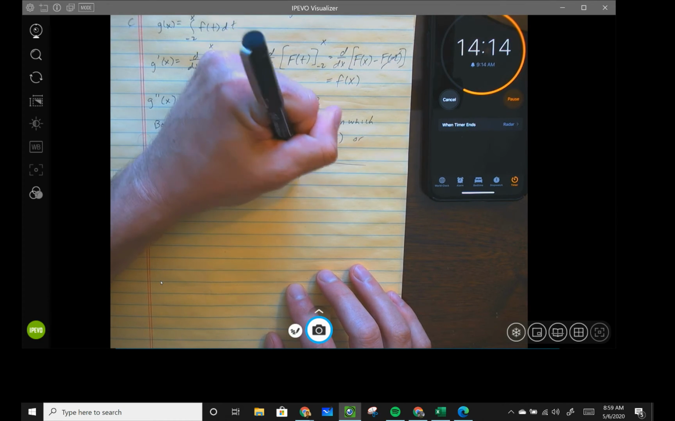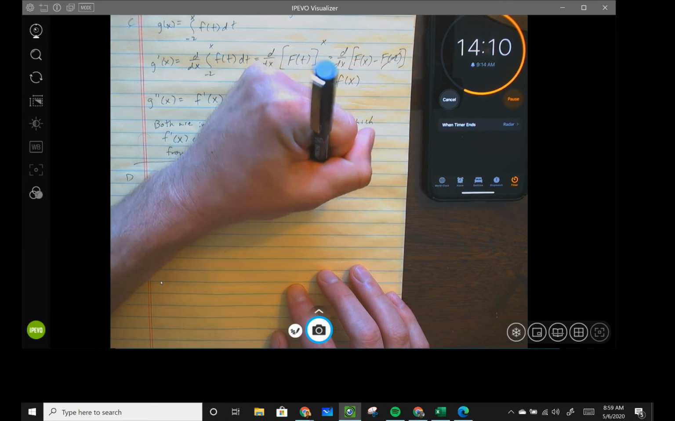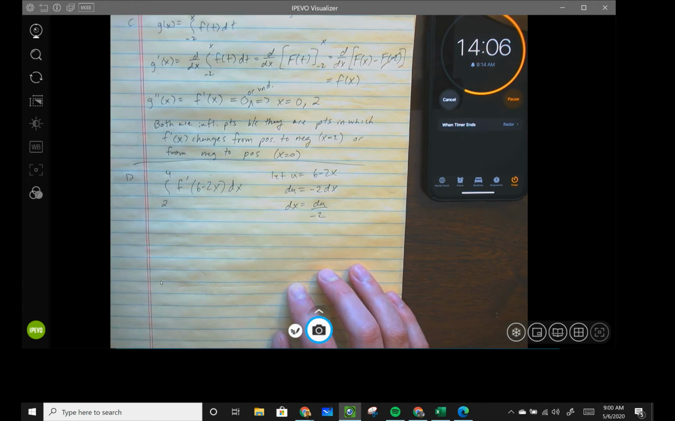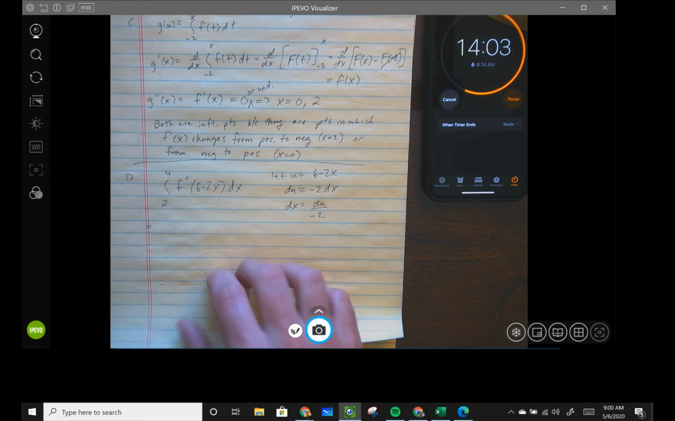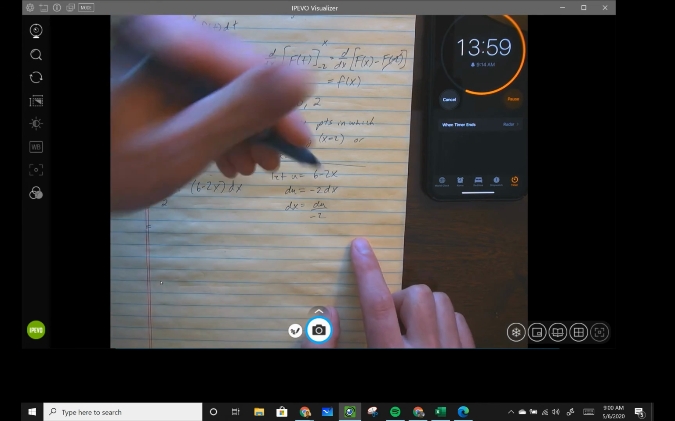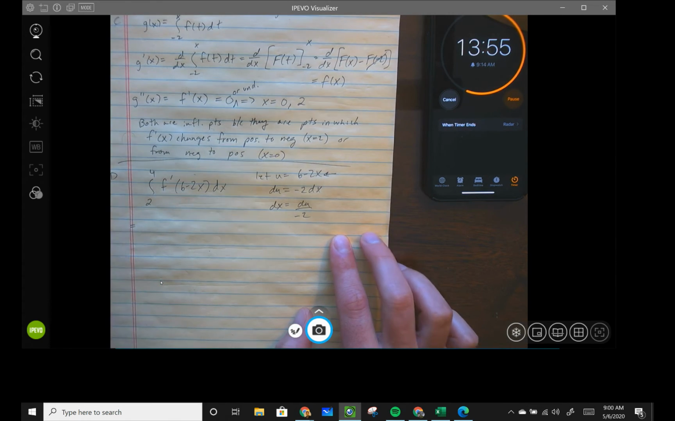Let u equal 6 minus 2x. du equals -2 dx. dx equals du over -2. Let's do some direct substitution. And actually, I'm going to change the bounds too. If I know the x's, I know the u's.